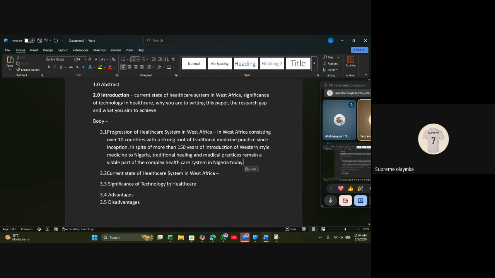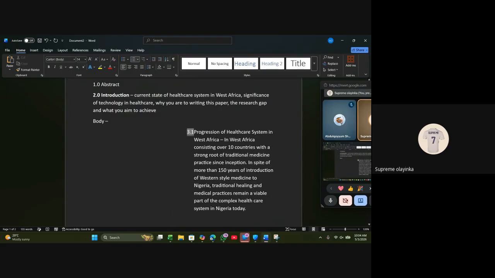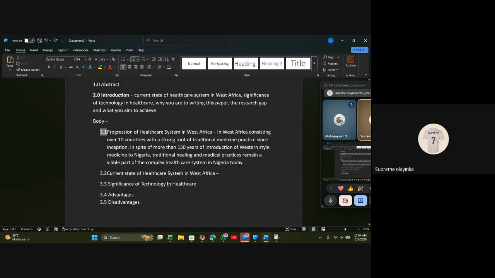So now I want to reference this particular paper. I started this particular subtopic. I'm starting this particular section of this paper with: West Africa, consisting of over 10 countries with a strong root of traditional medicine practice since inception, even though I really don't know, right? So I'm saying, in spite of more than 150 years of introduction of Western style medicine to Nigeria.